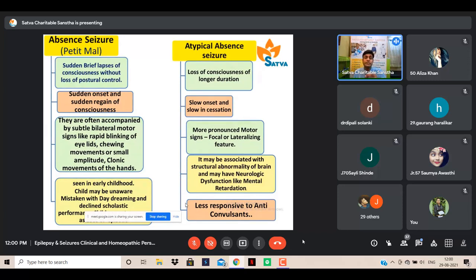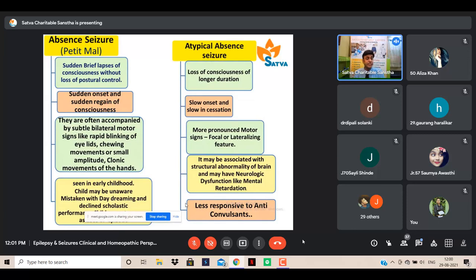Absence seizures are sudden onset, with sudden regain of consciousness. It is the suddenness. So this history of suddenness is important when we are talking to the relatives and taking the history, because the person who is suffering will not be able to give you this. Suddenness is important in absence seizure. Atypical absence seizure will be slow in onset and slow in cessation. Basically, both have the same symptomatology. The only difference is the onset and the duration.